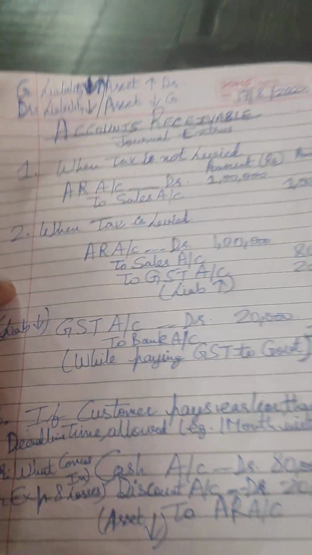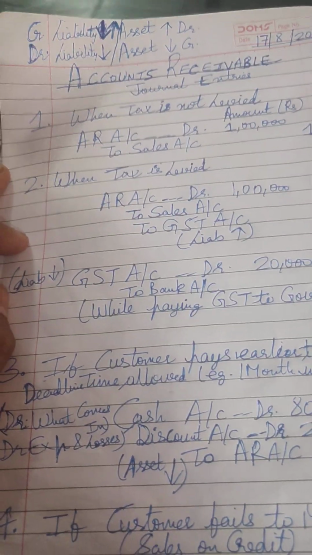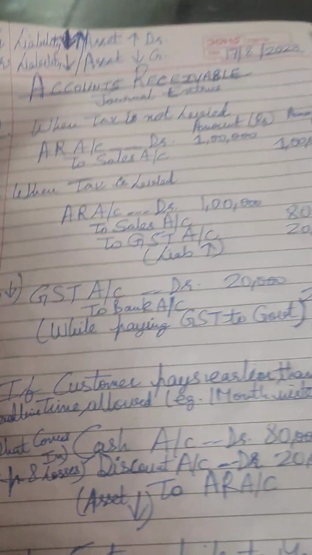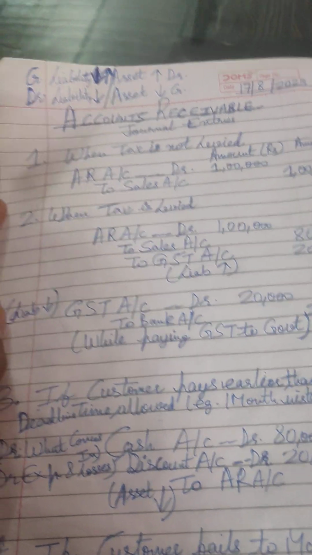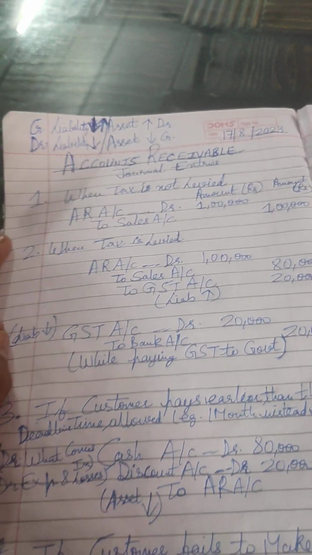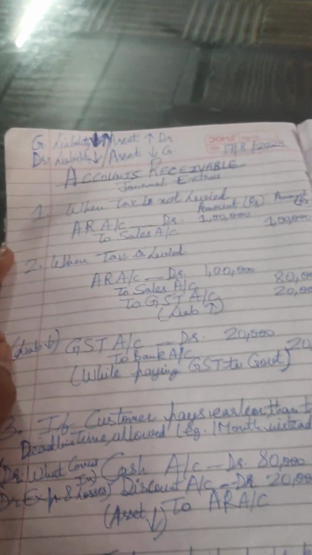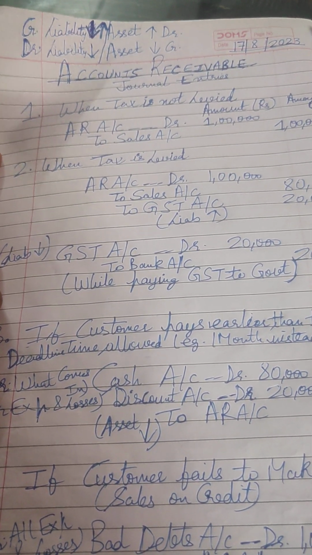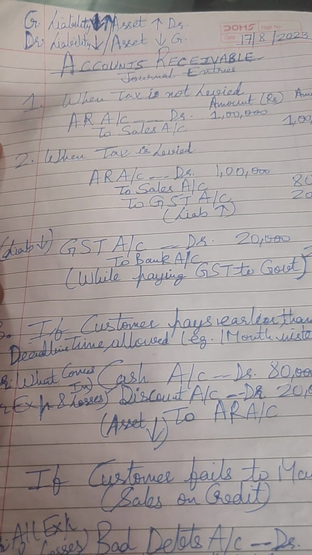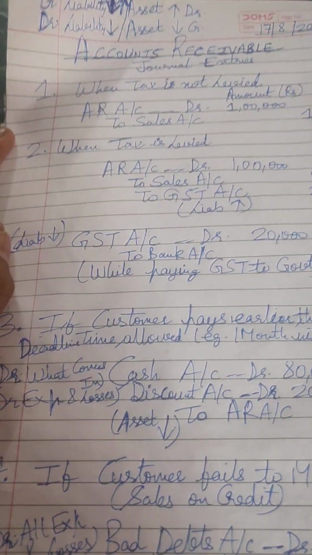See, whenever a customer buys goods on credit, it means that he says, oh, right now I don't have the money, but I'll surely pay you later. So this is what a sale on credit is. So what is accounts receivable? Accounts receivable is the money which the customer owes to the seller. That is called accounts receivable, and in short form, AR.